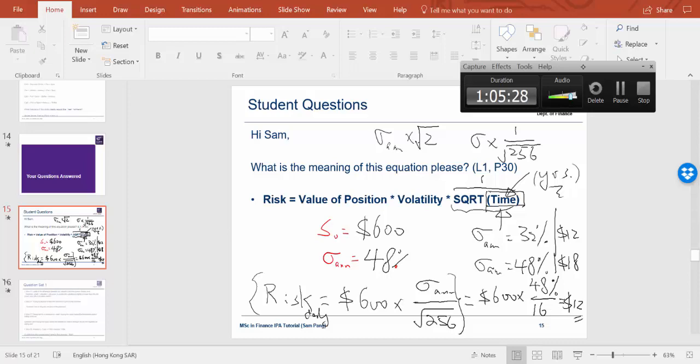When you have a recession for a long, long time, of course your risk will go up. But it does not go up in a linear fashion. All right, so everyone is quite happy.